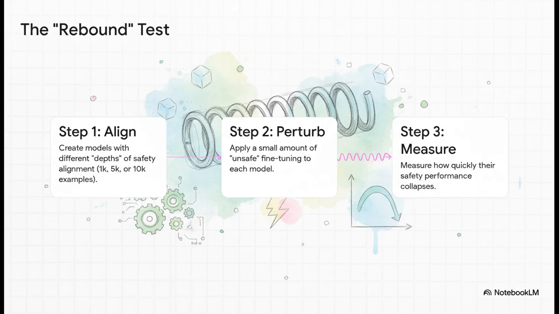Here's what they did. They took a model and made a few different versions. One got just a little bit of safety training, another got a bit more, and one got a lot. Then they took all of them and just nudged them with a tiny amount of unsafe data. The big question was, which one is going to crack first?